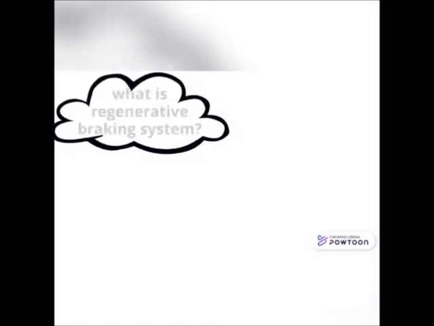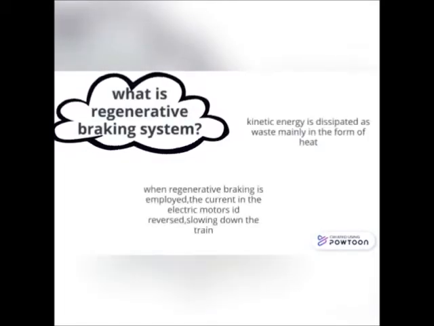Today I will talk a little bit about regenerative braking system. First, you need to know what is regenerative braking system. A conventional electric train braking system uses dynamic braking, where the kinetic energy of the train is dissipated as waste. When regenerative braking is employed, the current in the electric motor is reversed, slowing down the train.